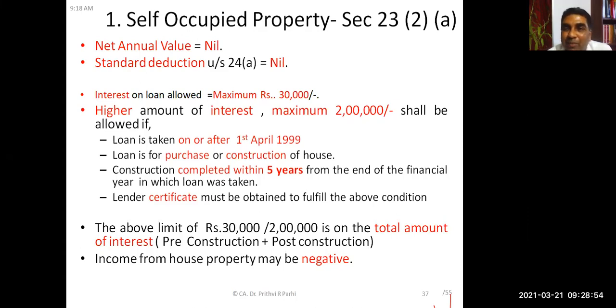Suppose your salary income is 12 lakh and income from house property is minus 2 lakh. So your total income is 10 lakh. 12 lakh minus 2 lakh. Okay, you might be having income from different heads, but income from house property can be minus 2 lakh. Are you getting? Yes, sir.